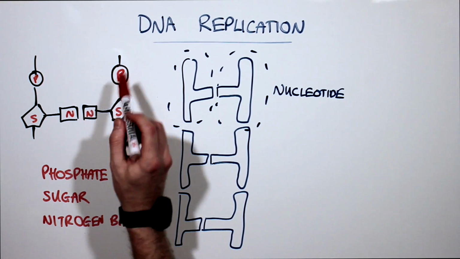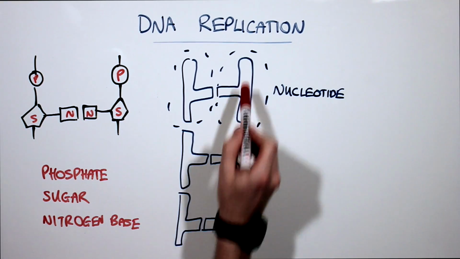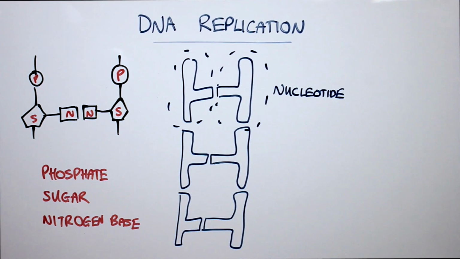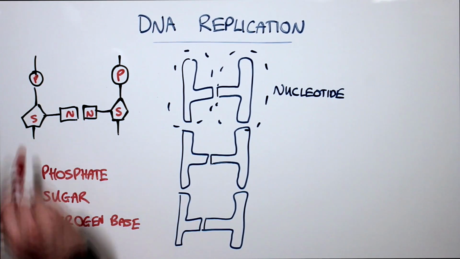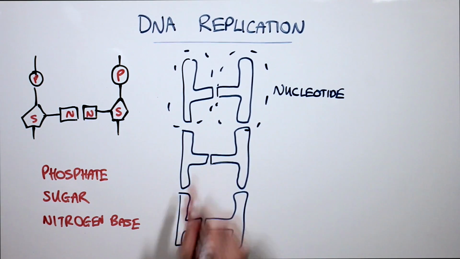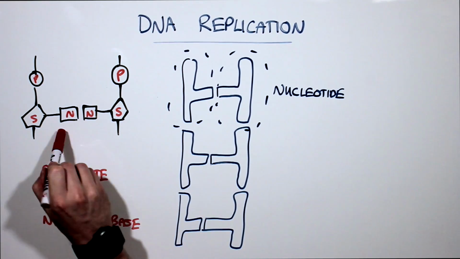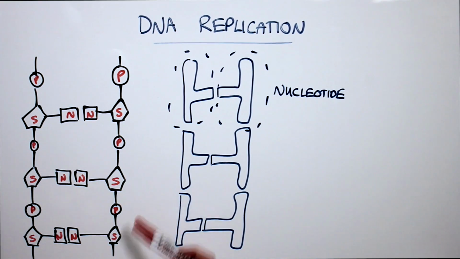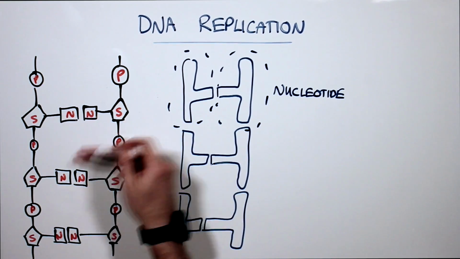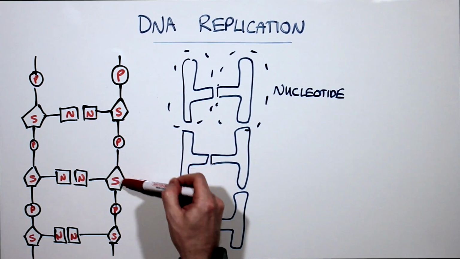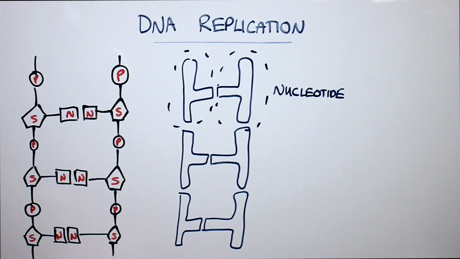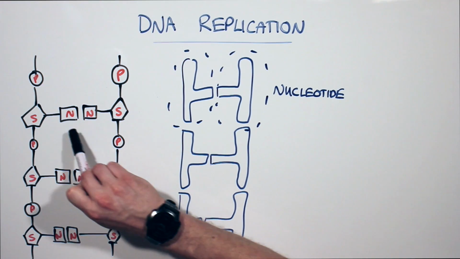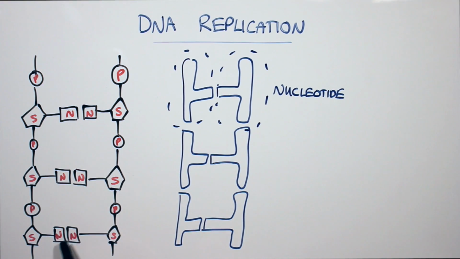The important thing here is that we have a sugar phosphate backbone that's going to run down the sides of the DNA, and that sugar phosphate backbone is going to run down both sides. And in the middle we've got some nitrogen bases that meet up. And as you can see, if I keep drawing these nucleotides, I'm going to continue to have sugar and phosphates running down on either side and nitrogen bases meeting up in the middle.